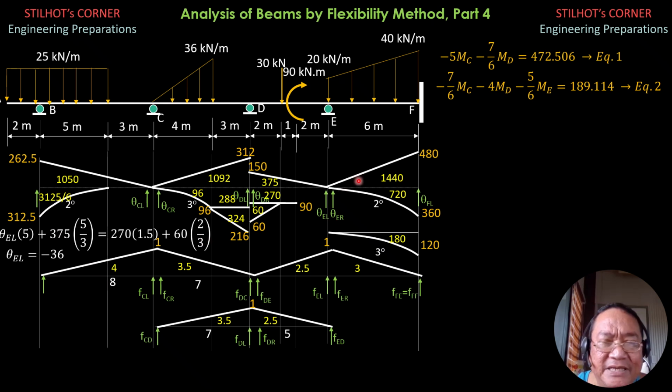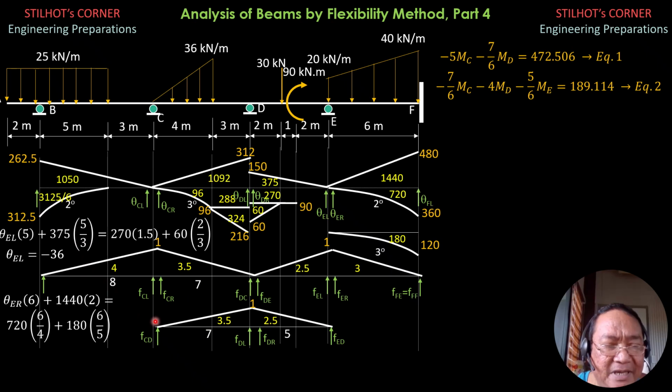Theta E right, considering this span, summation moment about F. So theta E right times 6 plus 1440 times 2 equals 1720 times 6 over 4 moment arm, then plus 180 times 6 over 5 because that's third degree. So theta E right is equal to negative 264. Theta E therefore is negative 36 minus 264, and that is equal to negative 300.